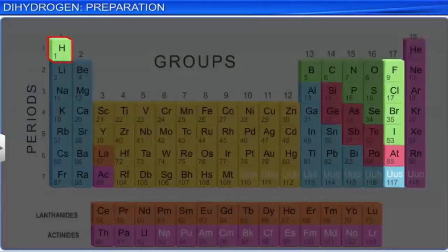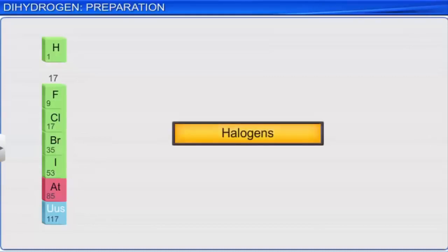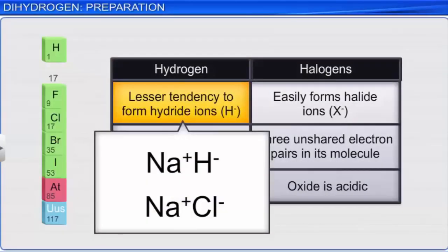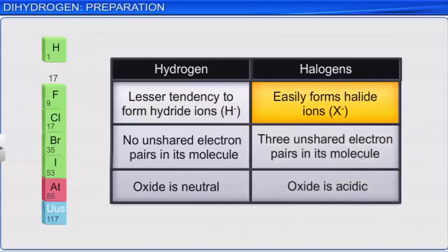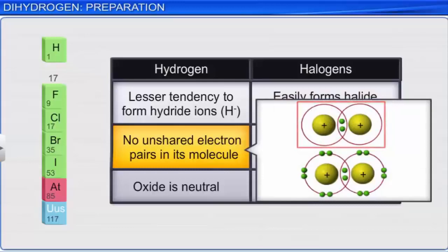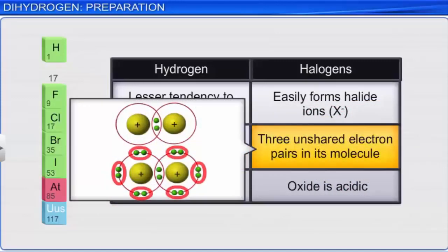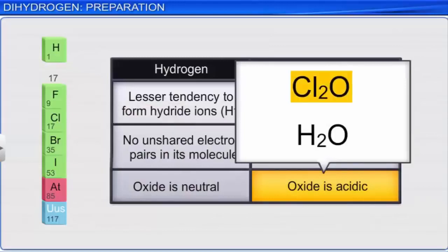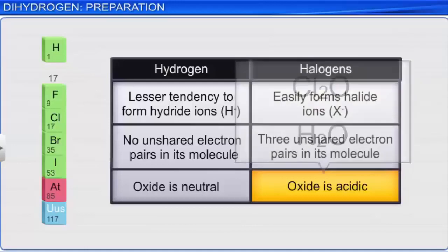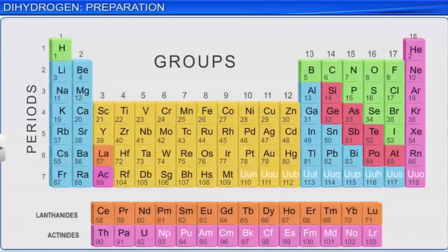In spite of several similarities with halogens, hydrogen also exhibits behavior that makes it different from the halogens. For example, unlike halogens, hydrogen has less tendency to take up an electron to form a hydride ion, whereas halogens form halide ions very easily. In a hydrogen molecule, atoms do not possess any unshared electron pairs, whereas in halogen molecules, every atom has 3 pairs of unshared electrons. The oxides of halogens, such as chlorine oxide, are acidic in nature, whereas hydrogen oxide or H2O is neutral. Because of this unique behavior of hydrogen, it is placed separately in the periodic table.